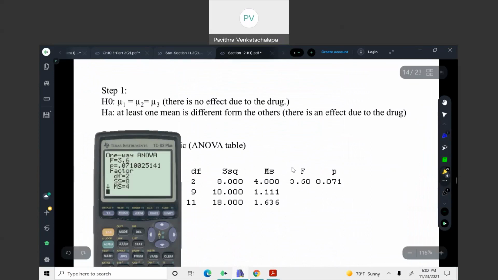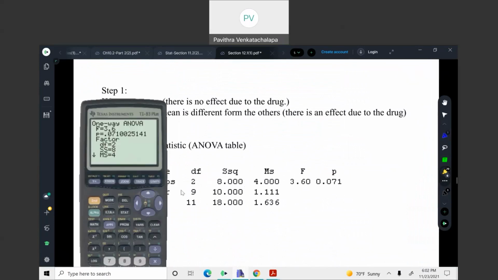So your F value is 3.6, so you have F as 3.6 here. P as 0.071, and you have P as 0.071 here. Now the first value goes to the first row, right? DF is 2, sum of squares is 8, mean square is 4. If you come down, you have the value for the second column. Do not worry about the SXP. Okay. Now all we need is DF, sum of squares and mean square.